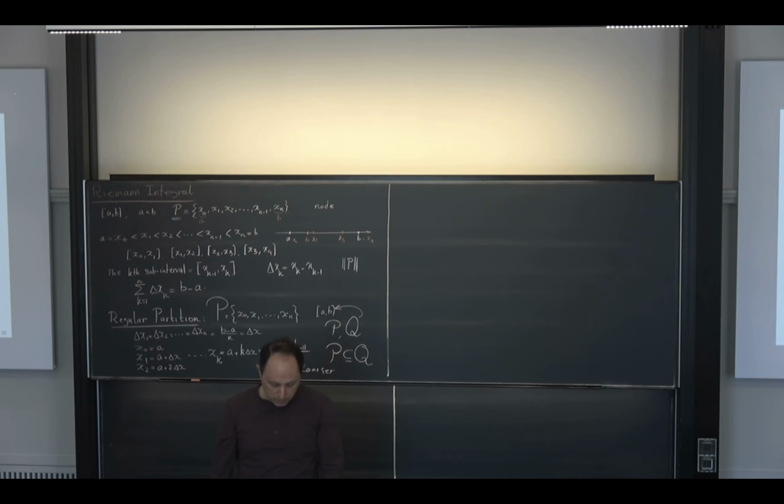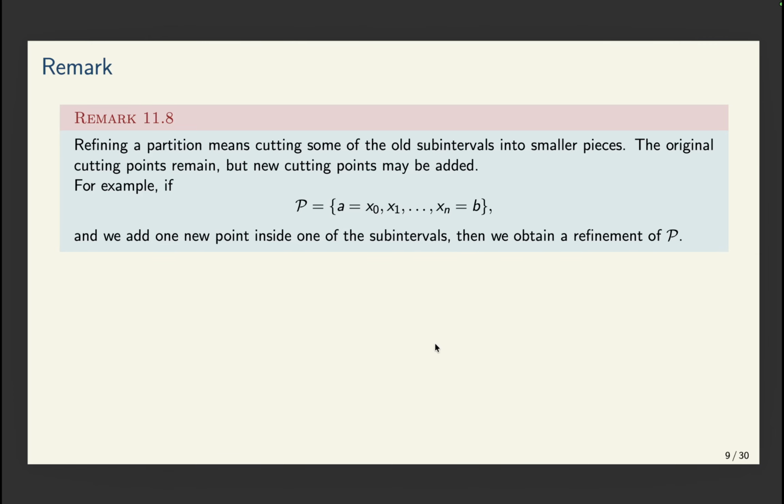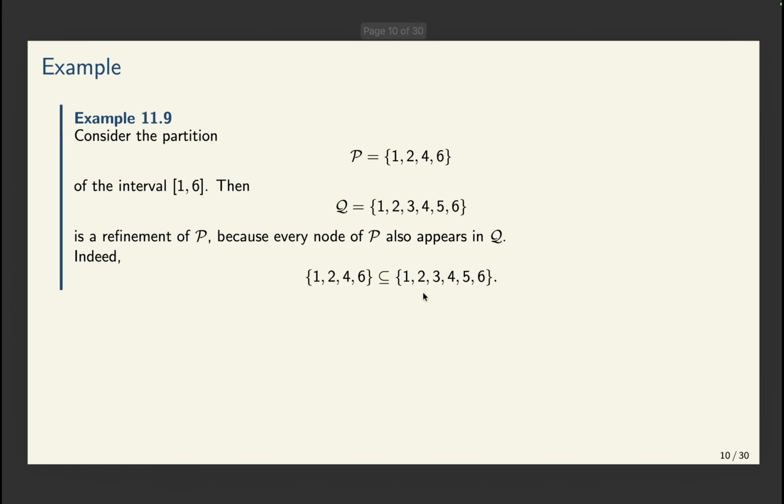Okay, that's the terminology. So I have given you one simple example here. 1, 2, 4, 6 is a partition of this interval. 1, 2, 3, 4, 5, 6 is also a partition of the same interval. So be careful: refinement is something you define for the same interval. And we also know that P is a subset of Q, so we can say that Q is a refinement of P. Very, very simple ideas.